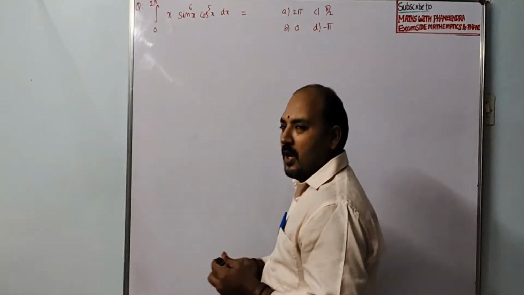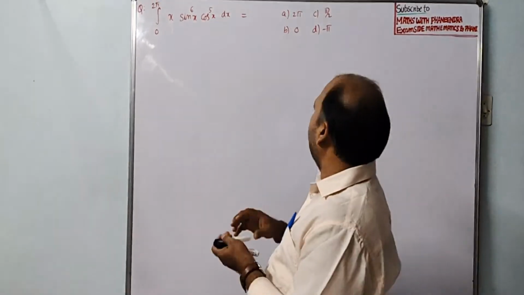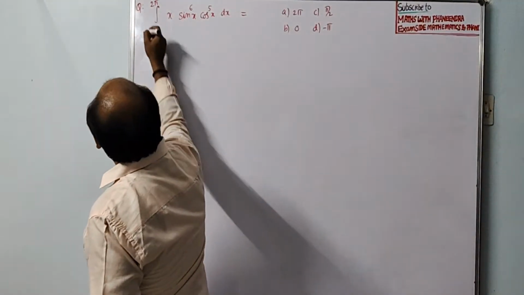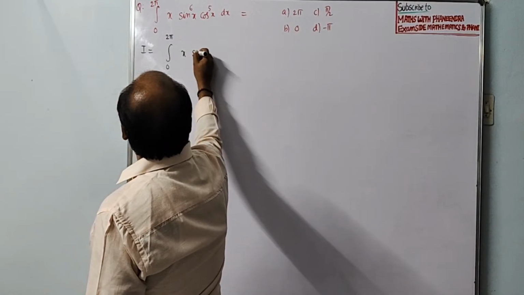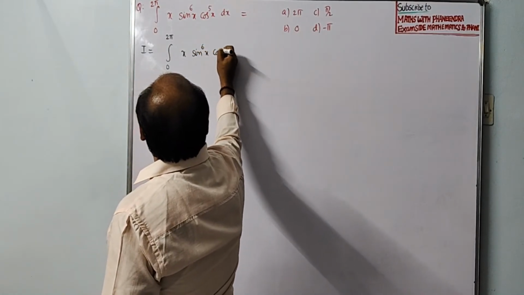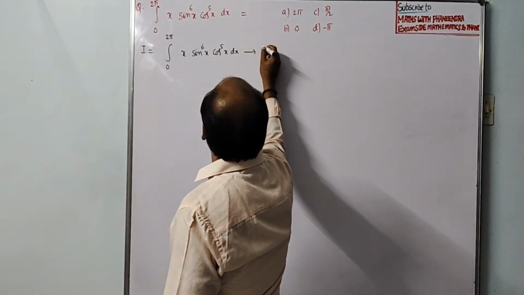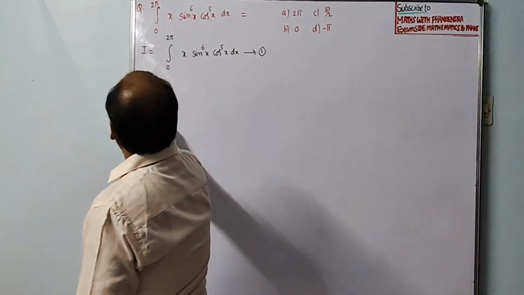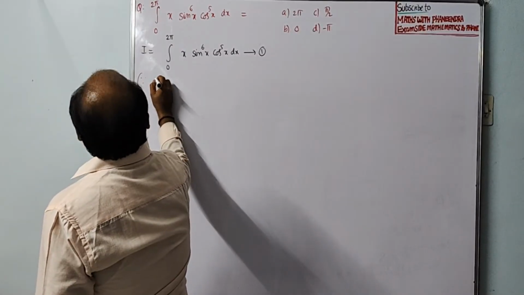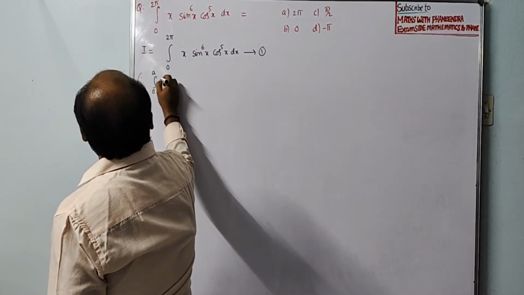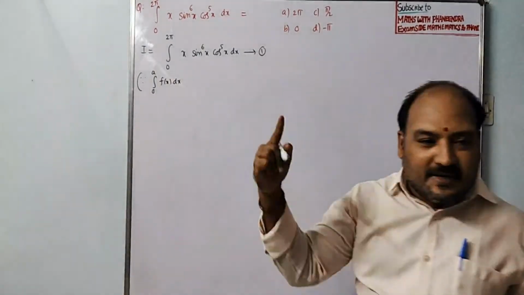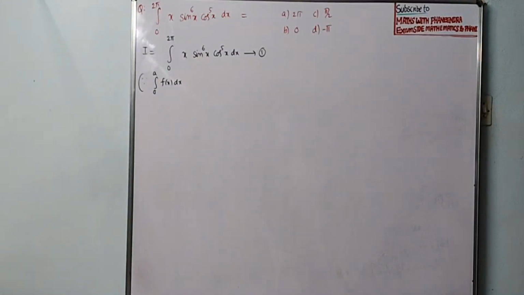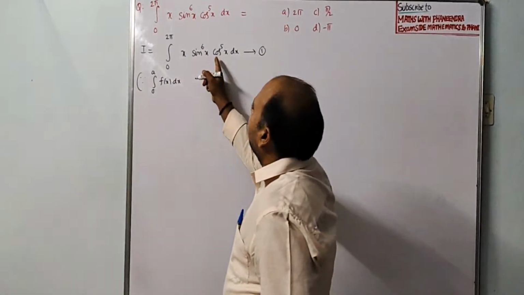To solve these types of problems, we have just previously done some properties. Let us assume that this value is I: integral 0 to 2 pi x into sine power 6x cos power 5x into dx. We keep it as equation number 1. By using the property integral 0 to a f of x dx equal to... Before that, 2 pi is there, no? We need to verify whether this is an even or odd function.